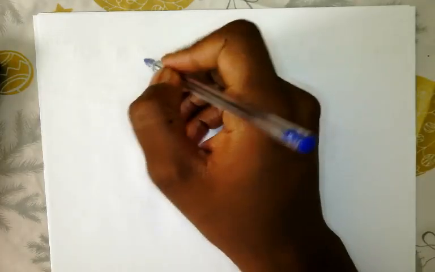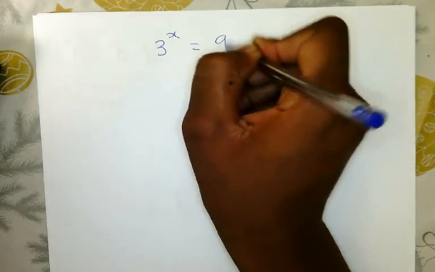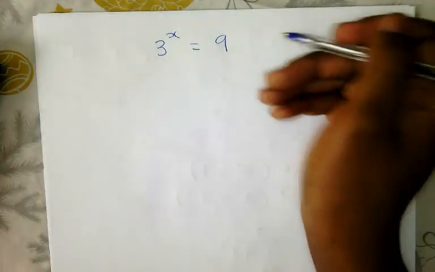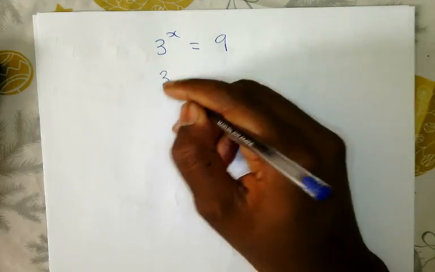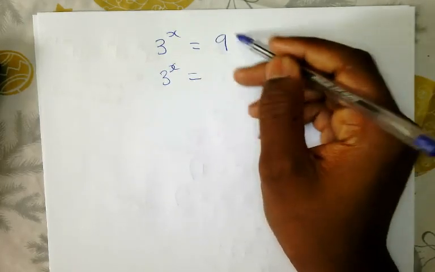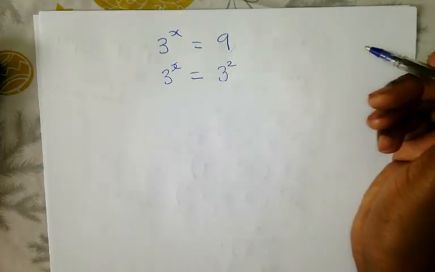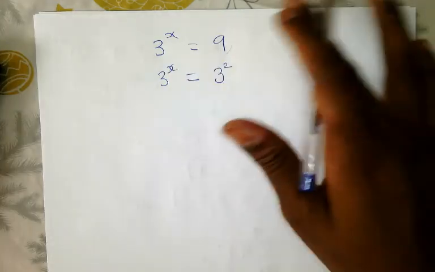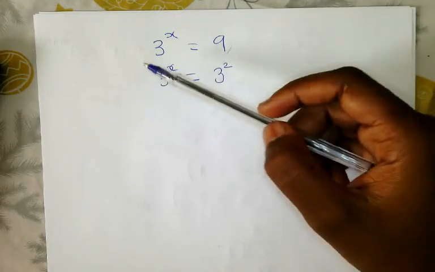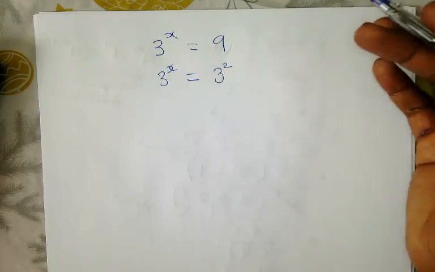If you are given something like this, 3^x equals 9, your aim is to get rid of the bases so that we can equate the exponents. So 3^x equals, change this into a prime base, it's going to be 3 squared. And once we are at this stage, always change to a prime base. Your aim is to get the value of x. We're solving for x.